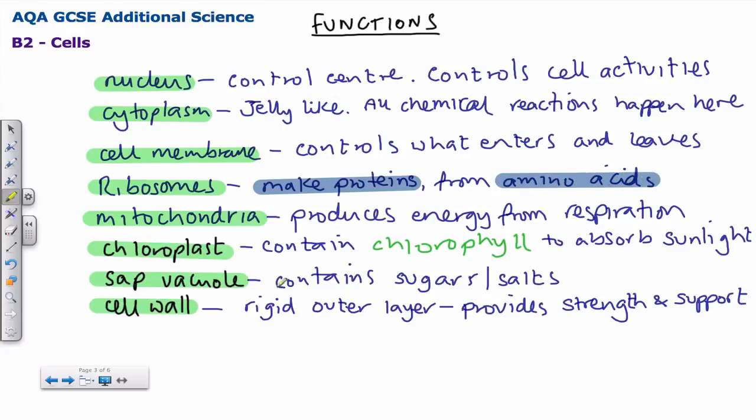And amino acids are like building blocks that make proteins. Okay, and proteins are important for repairing cells, repairing damaged tissue, and for growth. Okay, the second one here, mitochondria, the answer is in two parts as well in terms of what it does. The first one you would say is it produces energy, and the second part of that answer is from respiration.